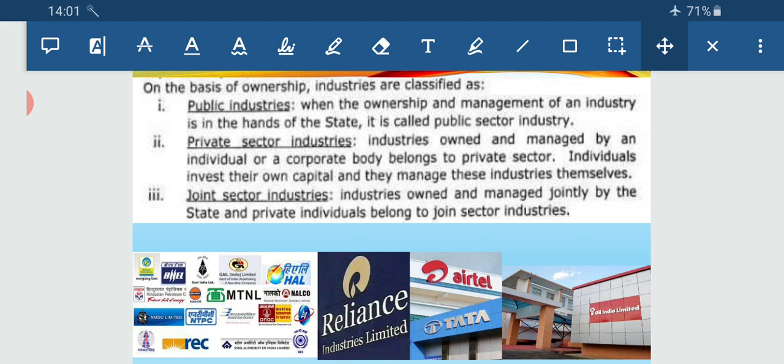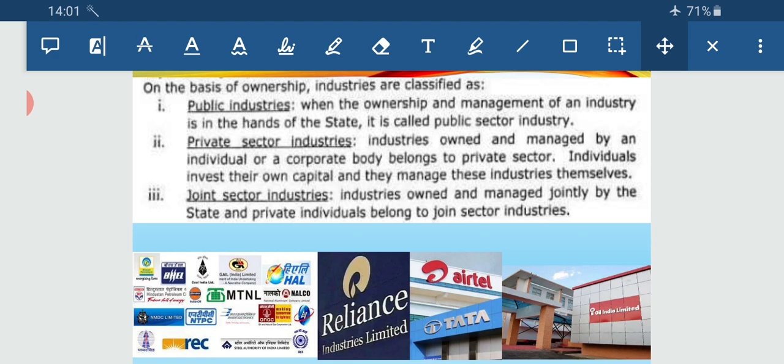Third point of difference: in the joint sector, the products that are produced are related to large scale categories, but in the cooperative sector, the products that are produced are basically for their own purpose. That means the products are made at a very small scale.